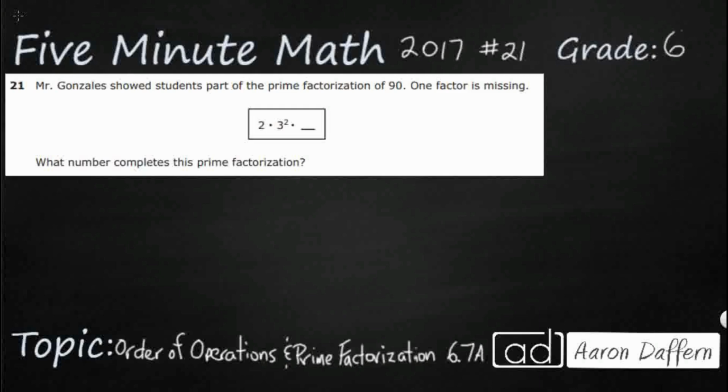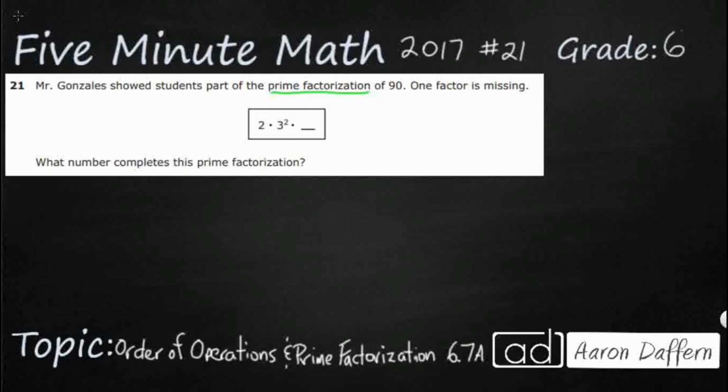So it's a fairly straightforward problem, but it is a free response because there are no A, B, C, or D choices for us to choose from. We need to show the prime factorization of 90, and they actually give us the beginning of it. 2 times 3 squared times a missing factor. That's the number that we need.